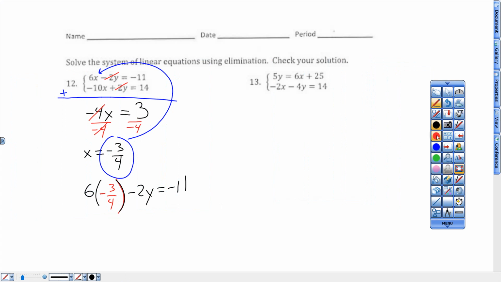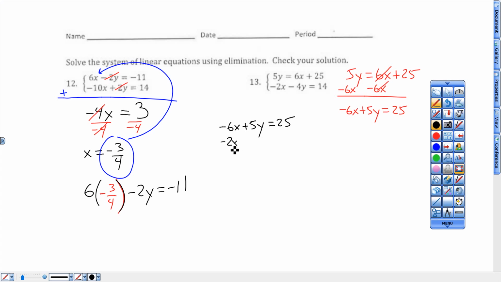I'm not sure if she wanted that to be a decimal or fraction or not, but here we go. It looks like that top one, to get that in standard form, if I have that 5y, 6x plus 25, I'm going to subtract 6x on both sides to get that in standard form. Gives me negative 6x plus 5y equal 25. Now I'm going to stack them as is. I got that negative 6x plus 5y equals 25. On the bottom I got negative 2x minus 4y equals 14.